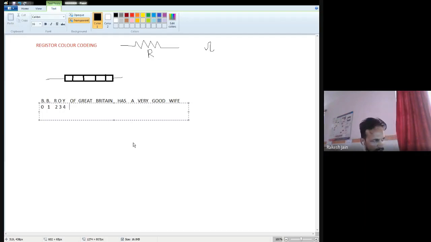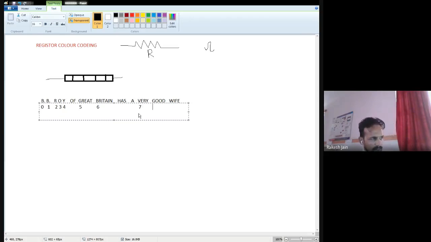Then forget about "of". Then the G numbering is 5. Then Britain's B numbering is 6. Forget about "has a". And the numbering for this V is 7.